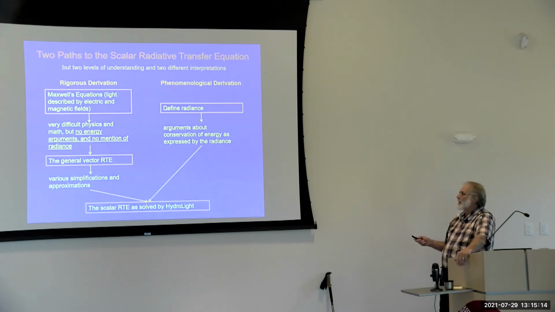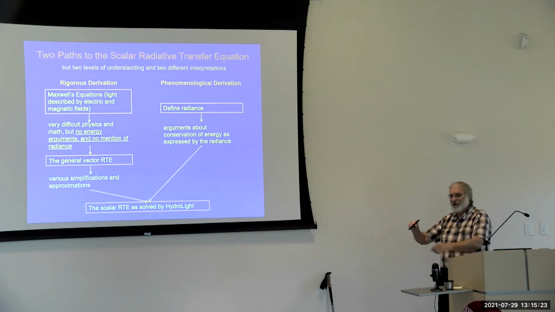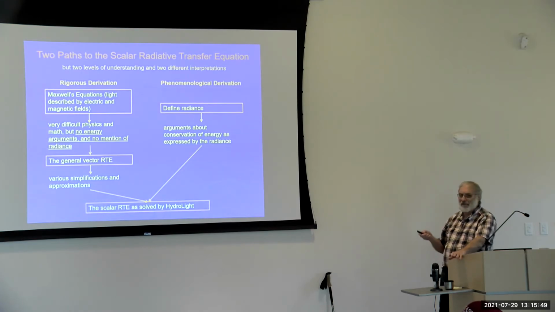So if you look in every textbook, including Light and Water, what they do is they start out, they define this quantity called radiance, and then they look at a beam of light going along. Some of it gets absorbed and some gets scattered out of the beam and some gets scattered into the beam, etc. And you basically make conservation of energy arguments in terms of radiance, and you end up with this scalar radiative transfer equation that HydroLight solves. And that's the way the field has been until about 10 years ago. And then finally, this fellow, Michael Mishchenko, was actually able to start with Maxwell's equations and end up with a very general vector radiative transfer equation, which can then be simplified to get you down to here.